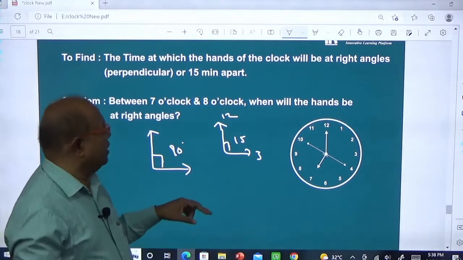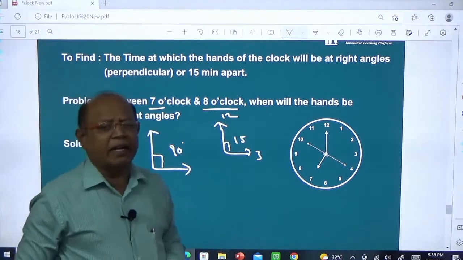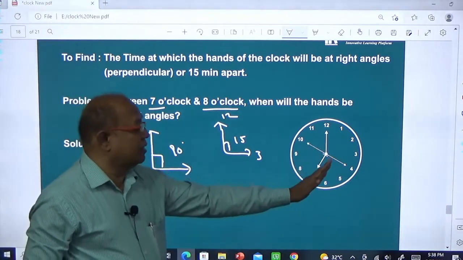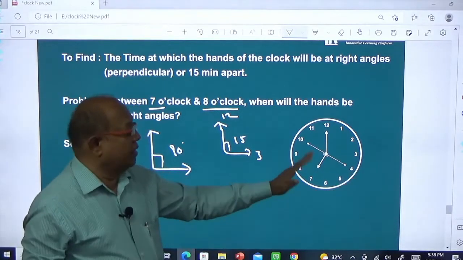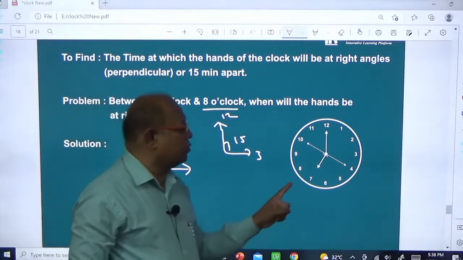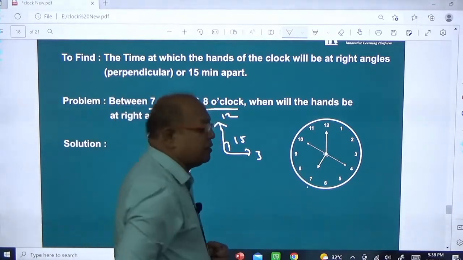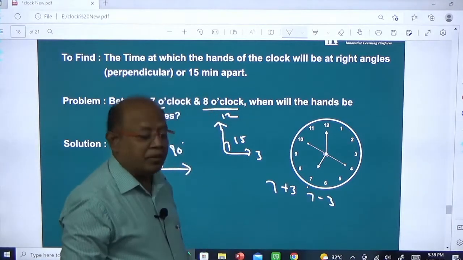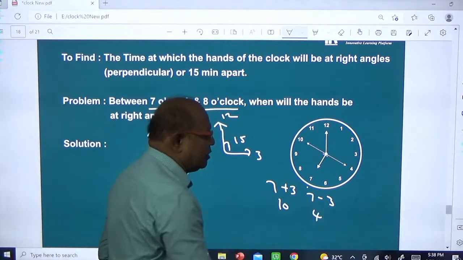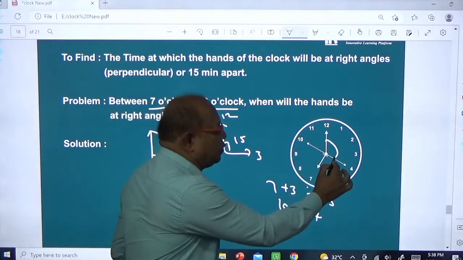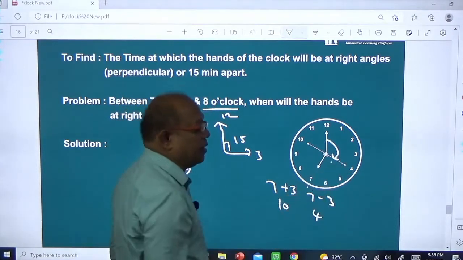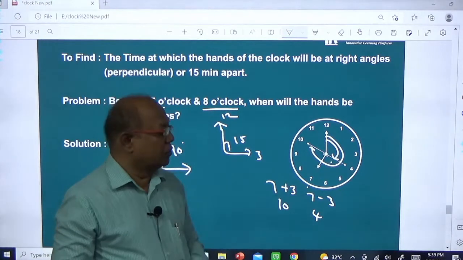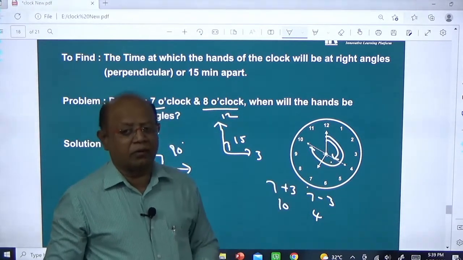Now how to find? See, between 7 o'clock and 8 o'clock, when will the hands be at right angles? Actually, there will be two right angles. One in the first half, 7 to 7:30, there will be a right angle, and another in the second part. Now, what we have to do: this is 7 o'clock. The position of the smaller hand is at 7. Just subtract 3 and add 3. 7 plus 3 is 10, 7 minus 3 is 4. That means if the bigger hand comes to 4, there will be a right angle. See here, it is a right angle. And if it comes to 10, again there will be a right angle. So there will be two right angles, one in the first half, the other in the second half.